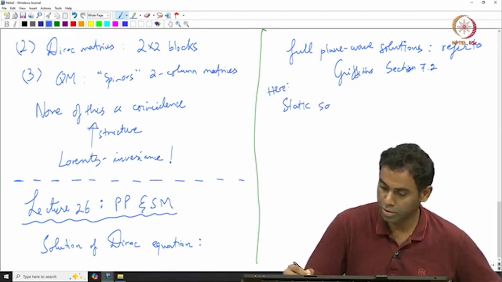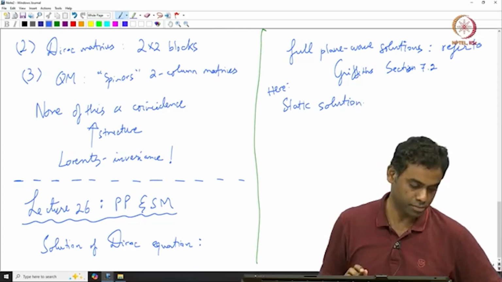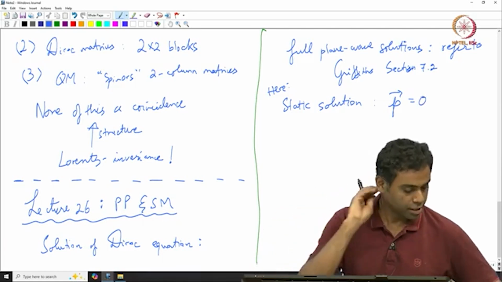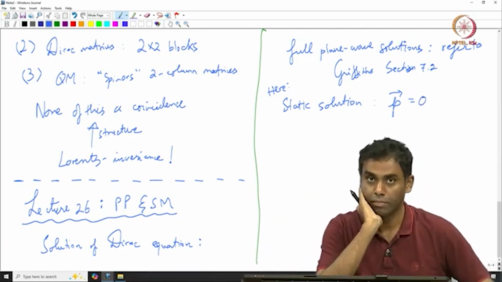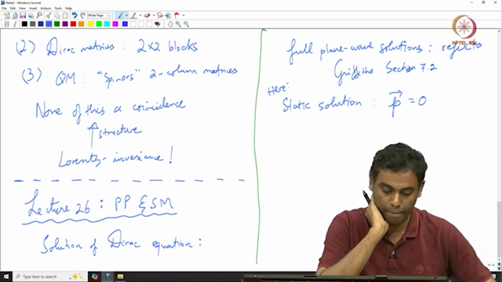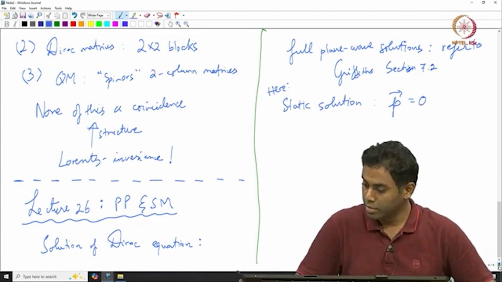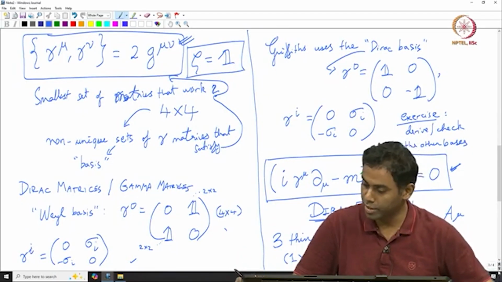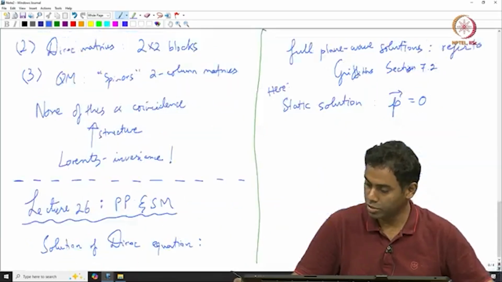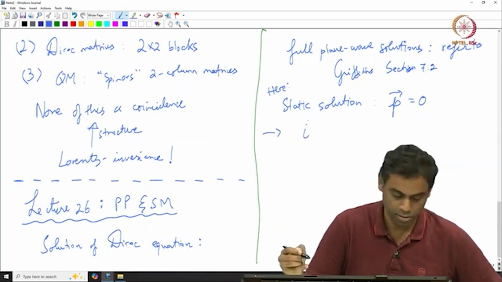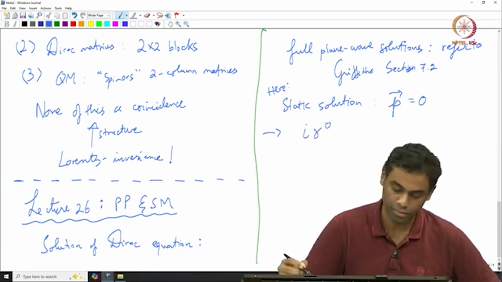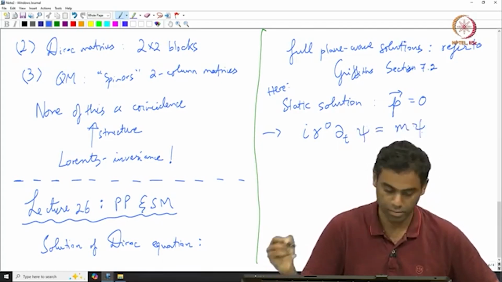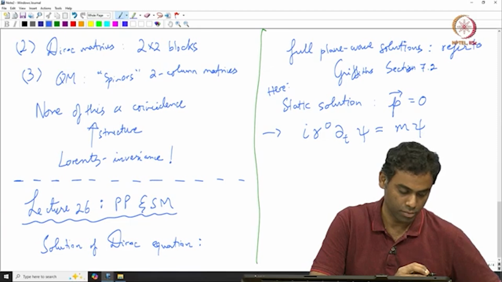What I will do here is get a static solution. What that means is I am going to get a solution in this frame, okay, where the 3 momentum is 0. What does that mean? What should I do here in this equation? How should I write the Dirac equation? I should just get rid of the spatial components, that is it. So I am just going to write the Dirac equation, in this frame, as just the 0th component, okay.